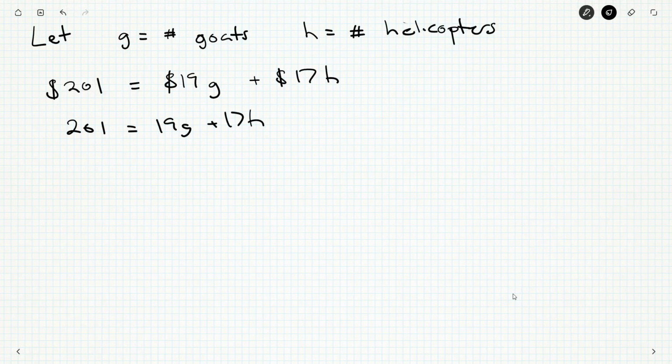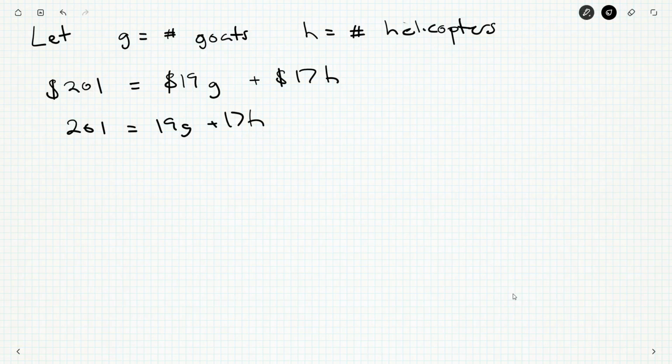All right. So how can we figure this out? Well, one thing you could do is make quite a big chart. Just an absolutely huge chart, and say, all right, if she bought one helicopter, how many goats would that be to make 201? Oh, it's 18.3 goats. Well, we weren't allowed to have partial goats, so that doesn't work. And you can start to do things like that.